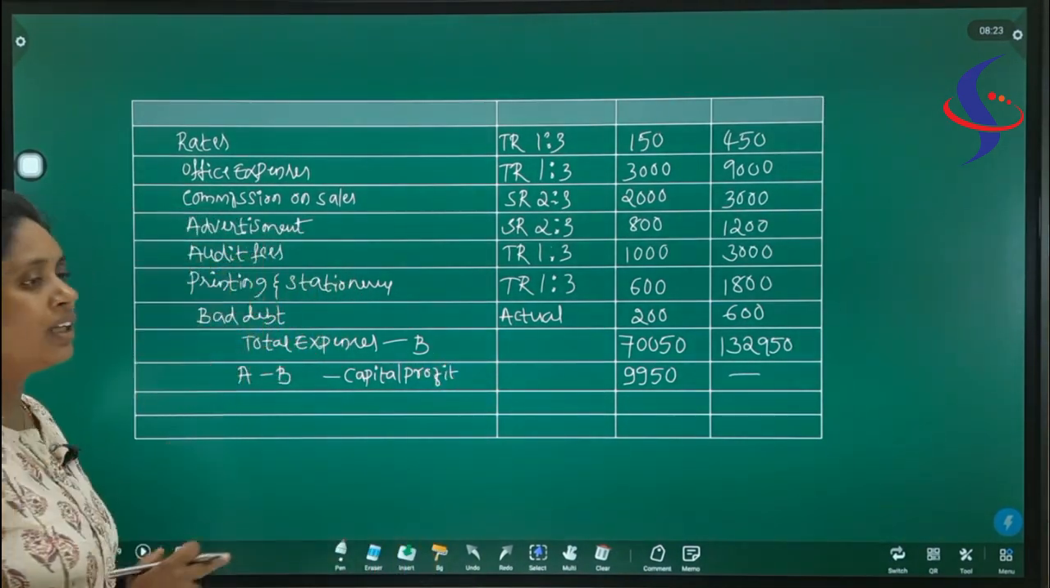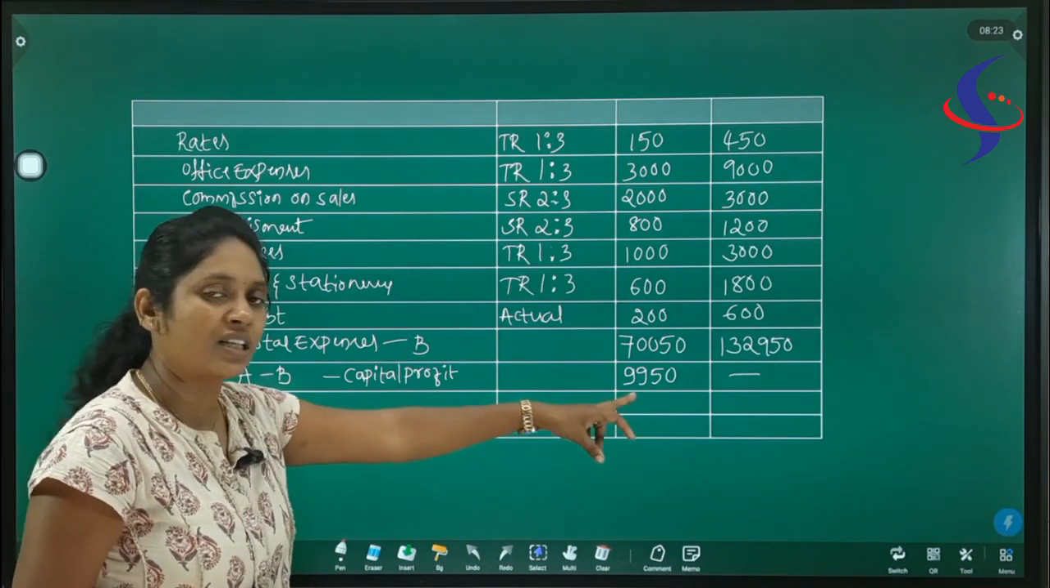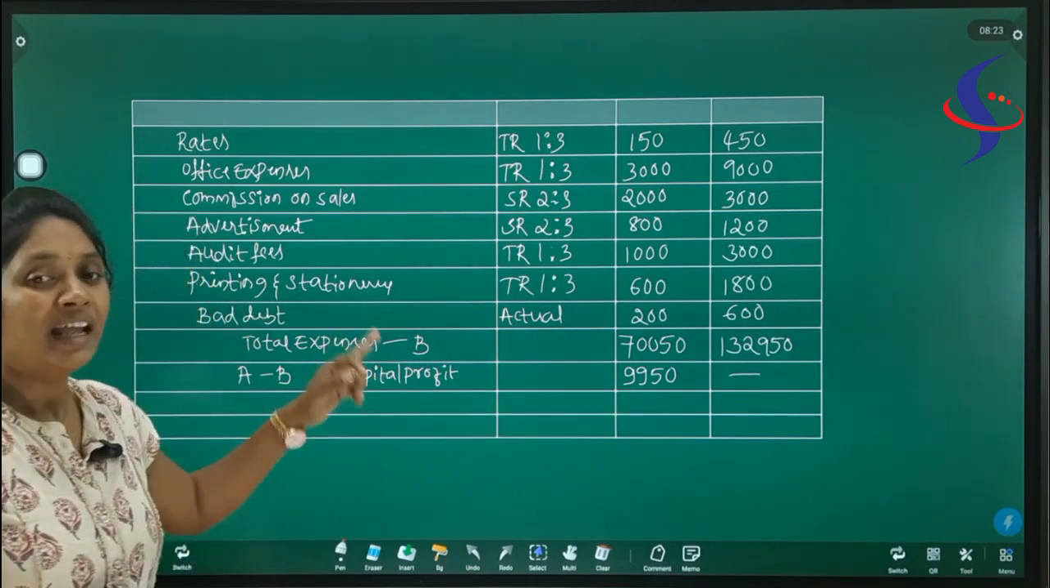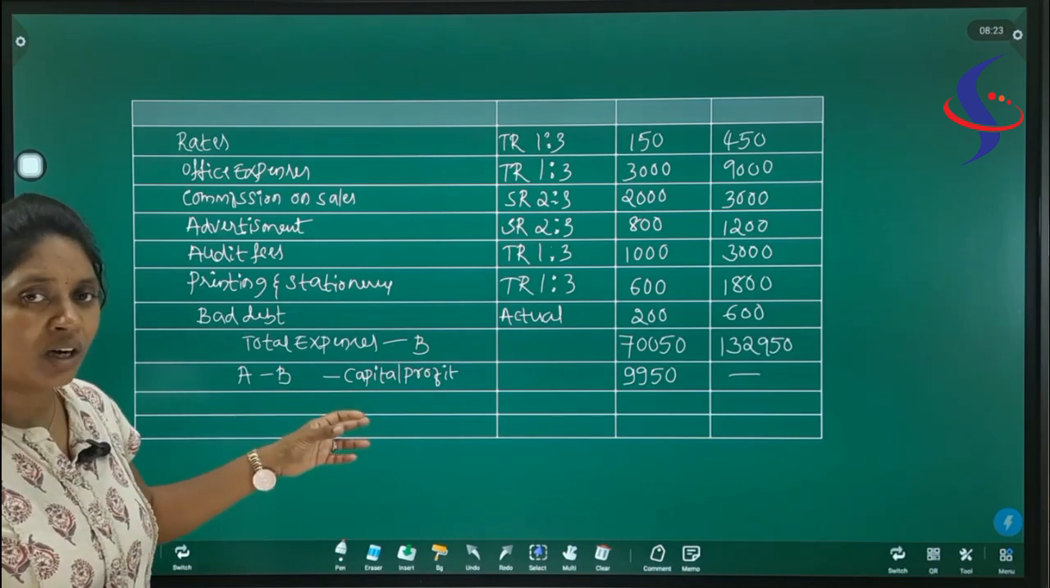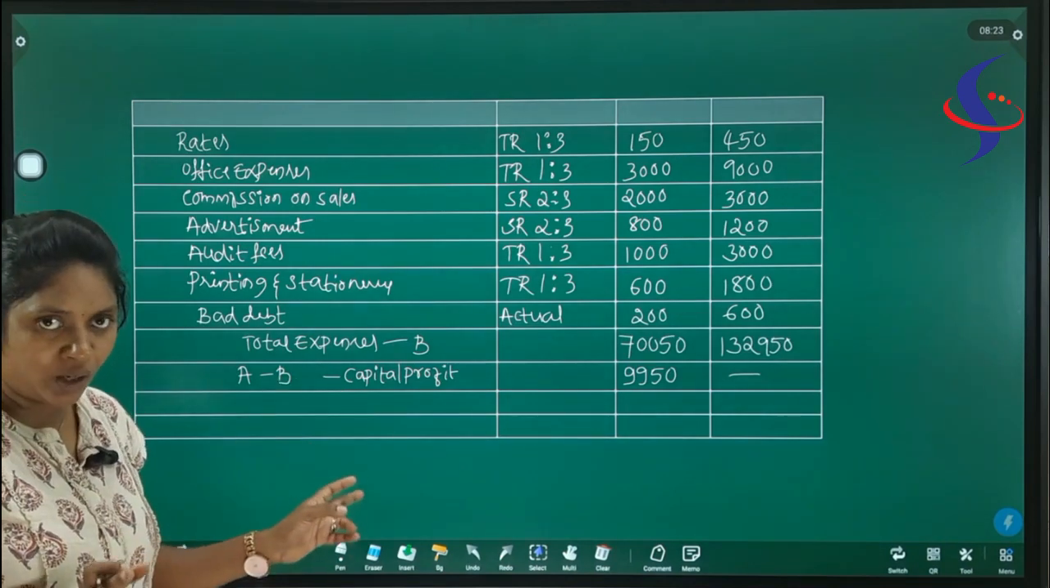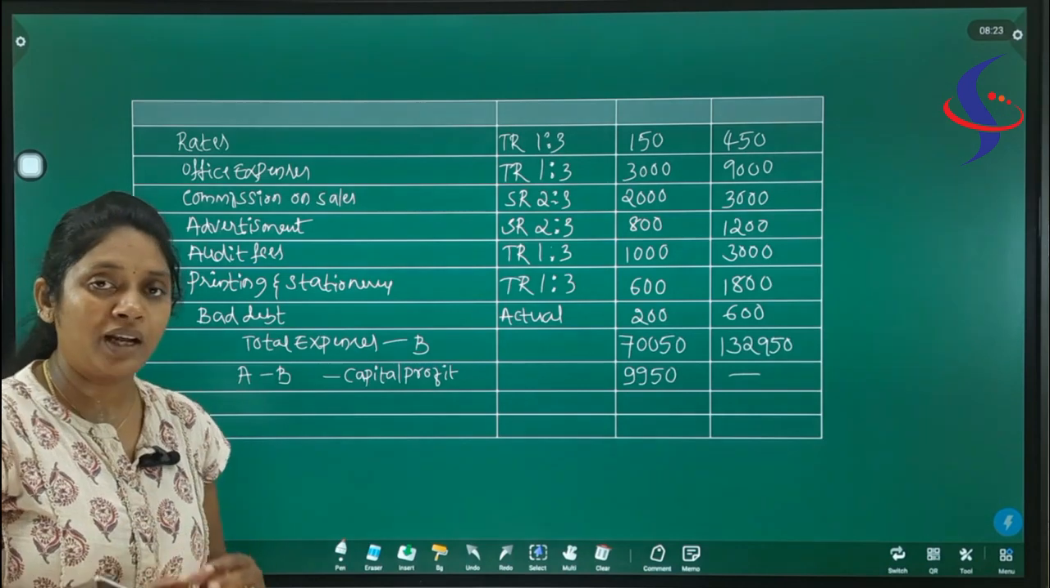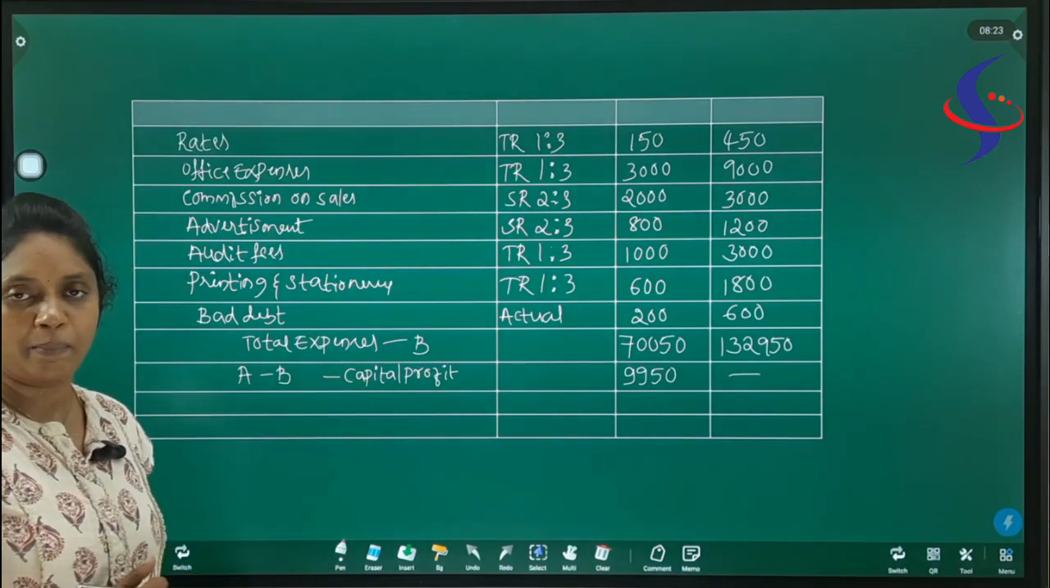For prior period, the answer we get is capital profit. When revenue is more than expenses, whatever answer you get, that is profit. And what kind of profit is it? Capital profit. Why do we use the word capital? Because your company is still not incorporated. Before incorporation, whatever profit you get is called capital profit.